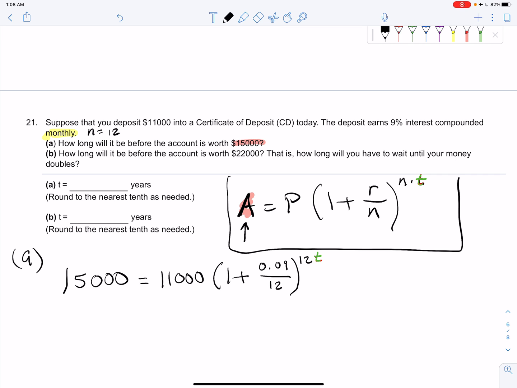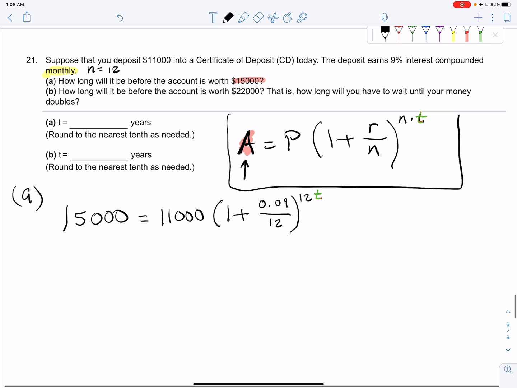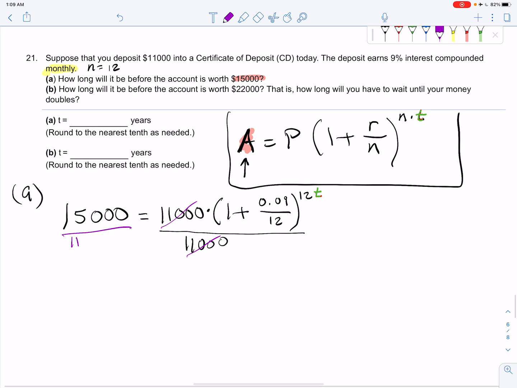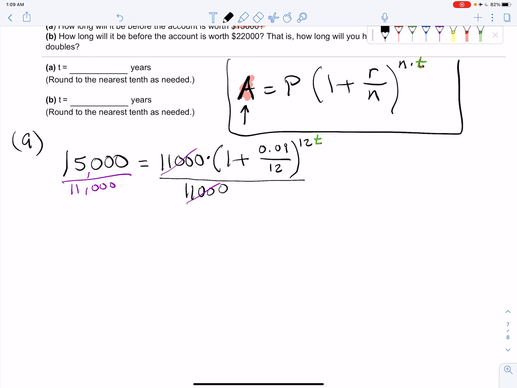So now we need to solve this nasty looking expression. Well, the thing is, that is being multiplied. I want to get t by itself. So I need to start peeling parts away legally. I'm going to divide by 11,000. Why did I pick that? Because 11,000 divided by 11,000 is 1, right? So I could divide both sides by 11,000. Well, 15,000 divided by 11,000 reduces down to 15/11ths.